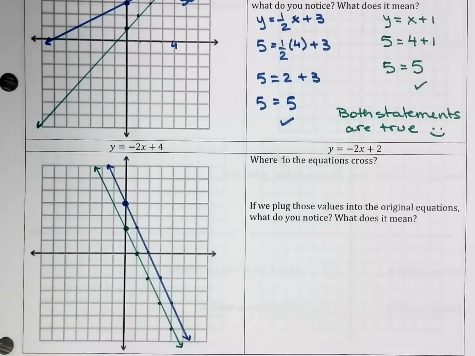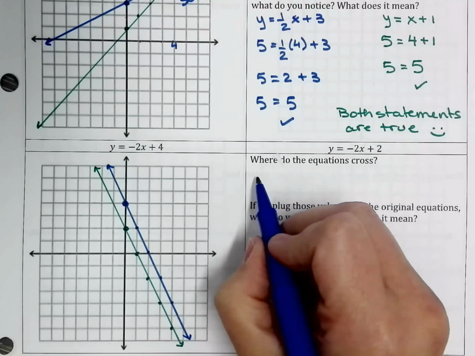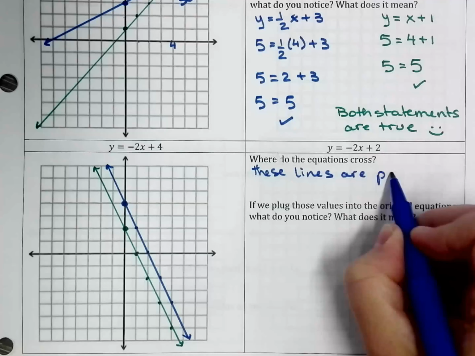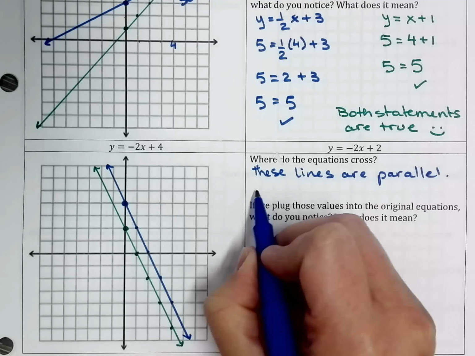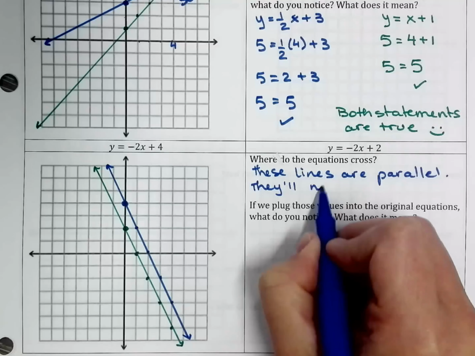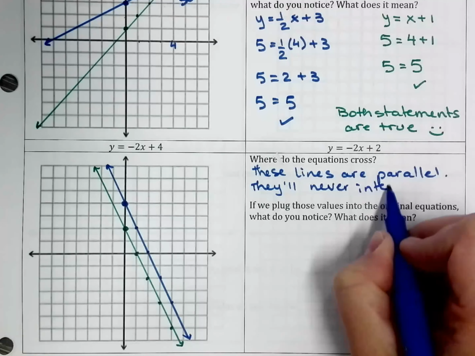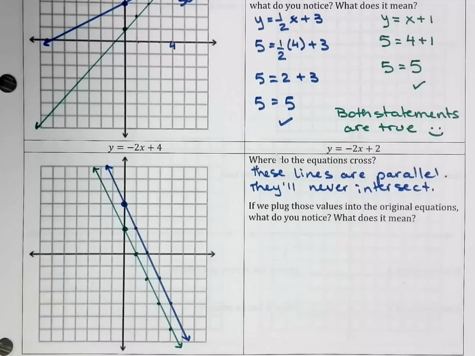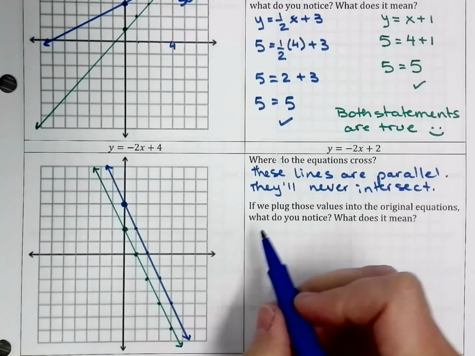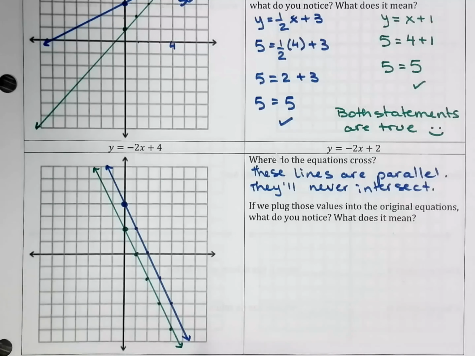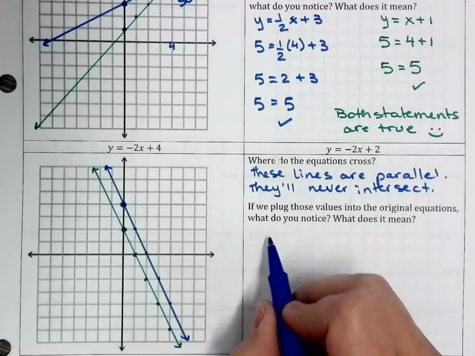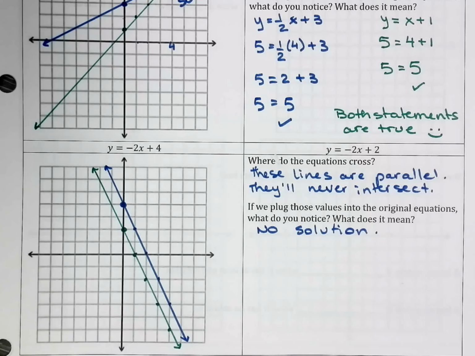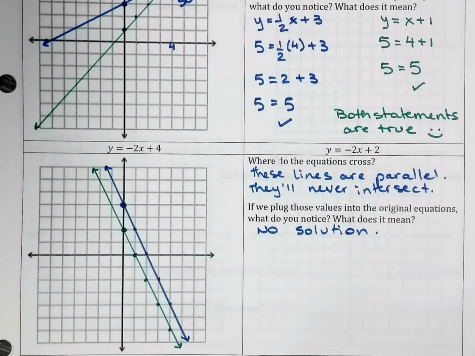These two lines are parallel, so they will never intersect. If we plug those values into the original equations, what do you notice? So off we go. Well, we don't have anything to plug in. What does it mean? It will never intersect, so there's no solution. Because we were looking for the solution where the two lines intersect. In this case, that's not going to happen.